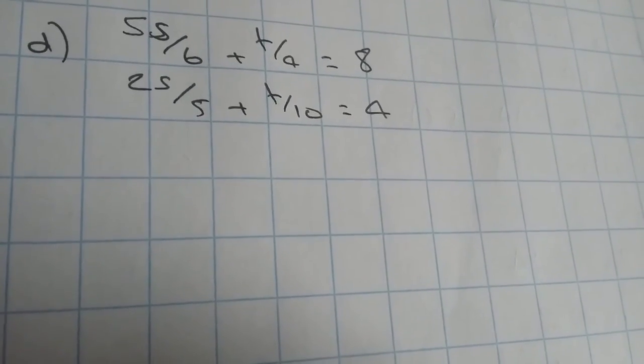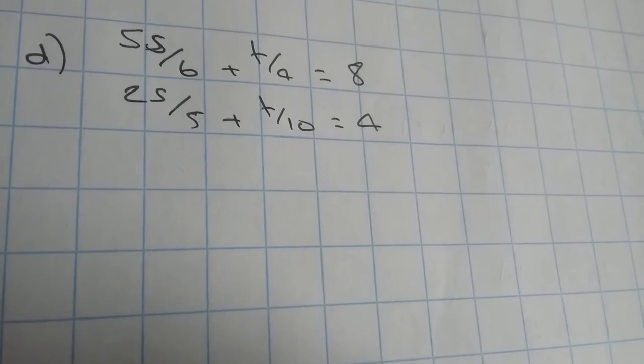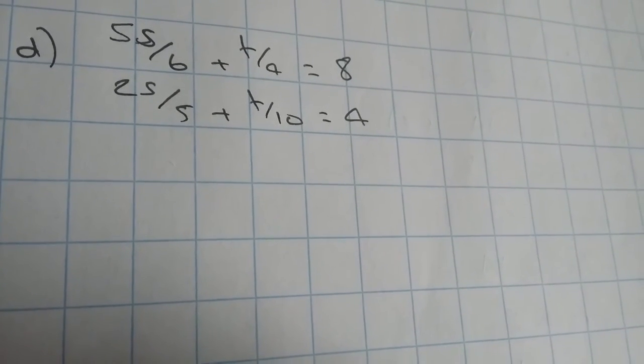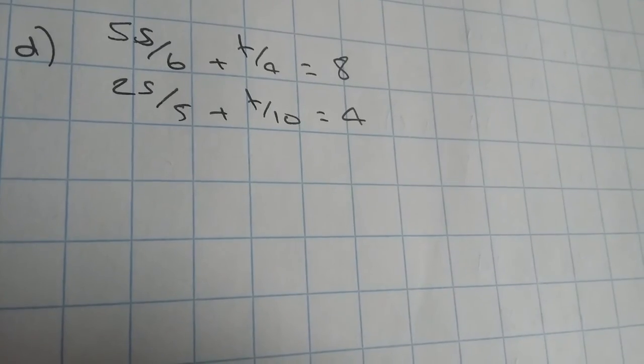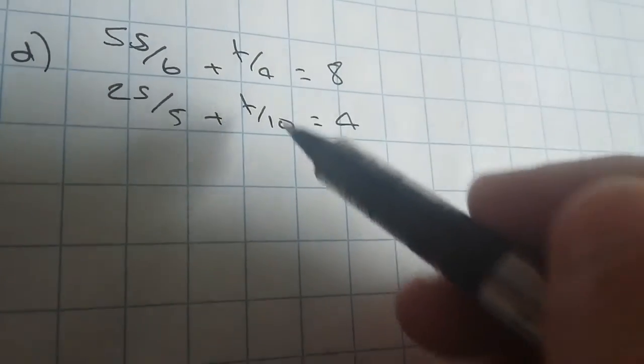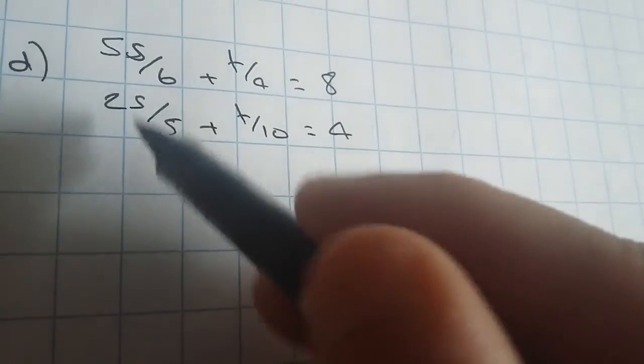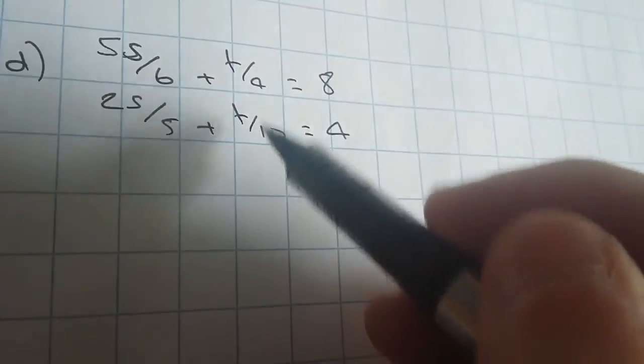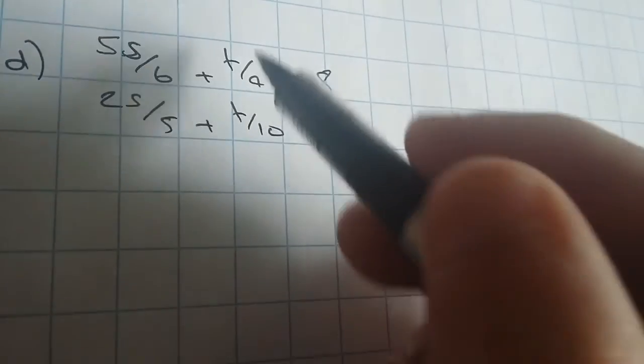So this is D out of 7, lots of fractions, and I'm afraid it's got S, and sometimes my S's look like 5s, but hopefully you'll keep track. I've got to decide what I'm going to make the same. I looked at this and decided to make my T's the same. I'm going to get 1T in both of them.